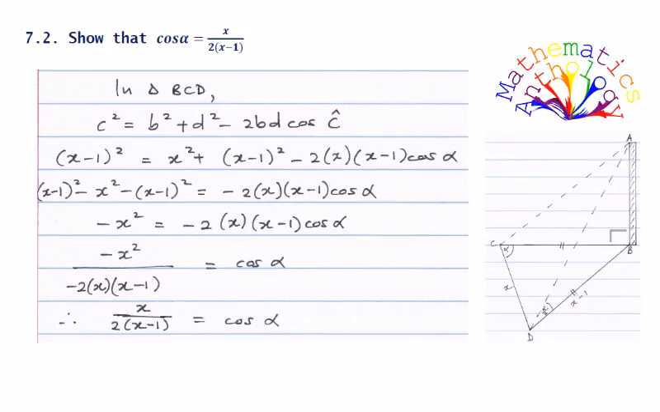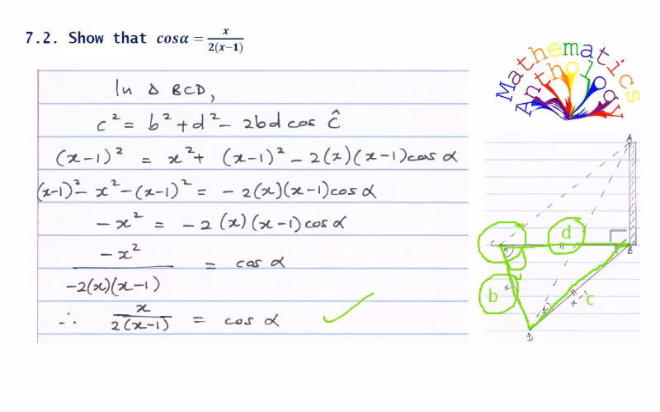7.2. Show that cos alpha is equal to x over 2 into x minus 1. So, usually when I see cos alpha, if I don't have a 90-degree triangle that I can use alpha in, in this case angle BCD is the one that has the alphas, but it's not a 90-degree triangle. So I'm going to look for the sine rule or the cosine rule. The cos alpha is a clue for me to use the cosine rule.